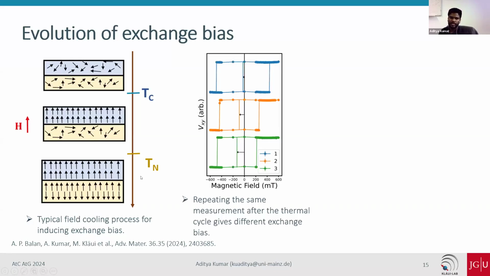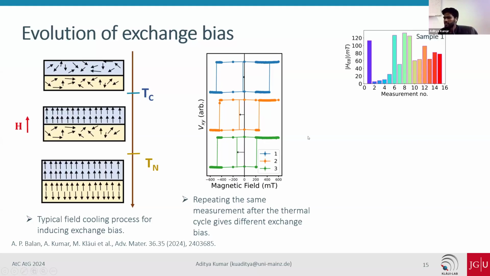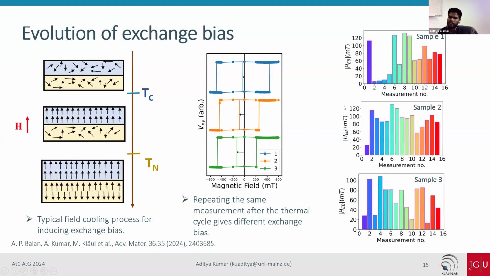This method is highly reproducible if you're working with thin films. However, in our case, we did it three times, and we could see that the magnitude of exchange bias was varying. It was evolving. It's just a few measurements, so you might say there is some measurement artifact. So we did it 15 more times, and we could still see the magnitude of exchange bias changing. It's constantly evolving. So probably it's just one bad sample. So we did it for two more samples, and we could see that the magnitude of exchange bias keeps on varying if you do thermal cycling.